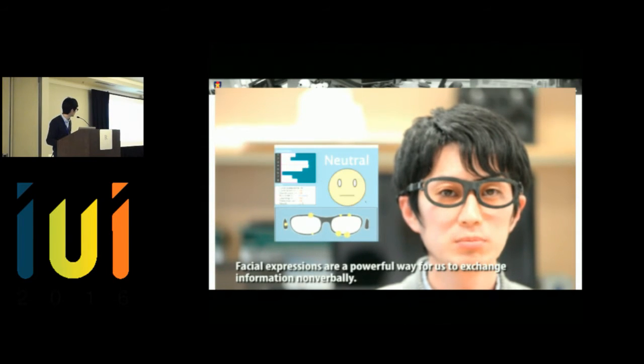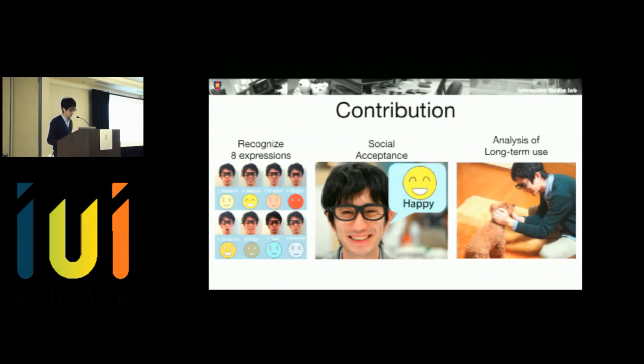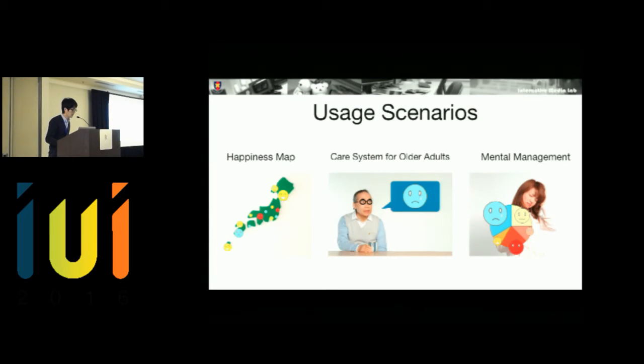We designed a form of eyewear to predict the real-time facial expression. Our contribution is that we developed a device that can recognize 8 facial expressions defined as universal, and we made the device in the form of eyewear so that it can be acceptable to the public. And we analyzed the distribution of facial expression by using our system for a long time. Our smart eyewear is potentially used for various scenarios.